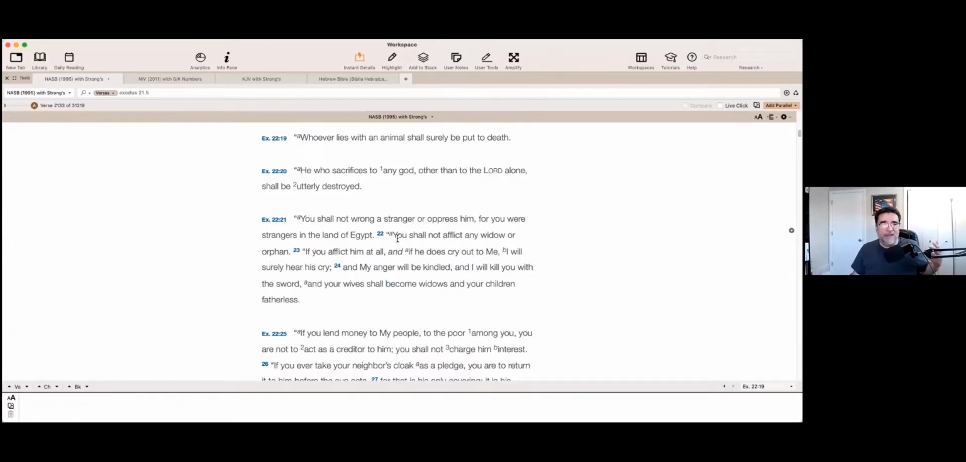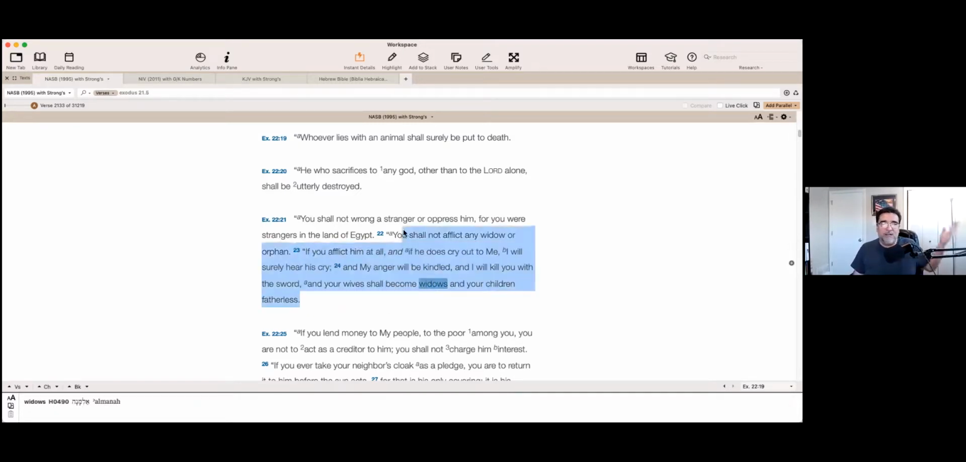People forget. They're oftentimes willfully forgetful. You shall not afflict any widow or orphan. There's always a protection of the underprivileged in society, right? The underdog, the widow, the orphan. If you afflict him at all, and if he does cry out to me, I will surely hear his cry, and my anger will be kindled, and I will kill you with the sword, and your wives shall become widows and your children fatherless. It's kind of serious, right? If you afflict the widow or the orphan, you run the risk of capital punishment. You run the risk of total destruction from Elohim.